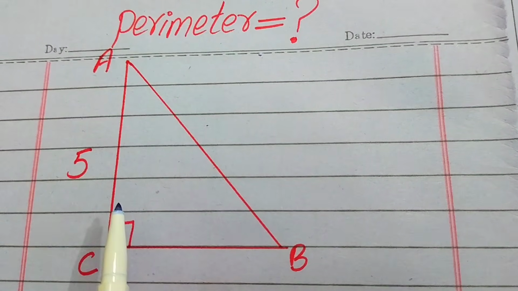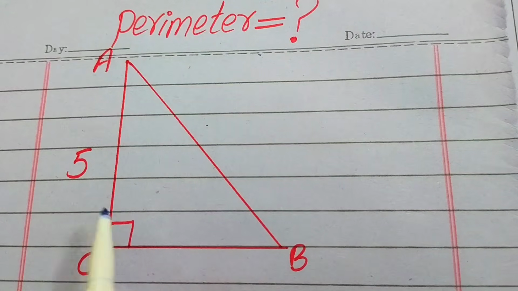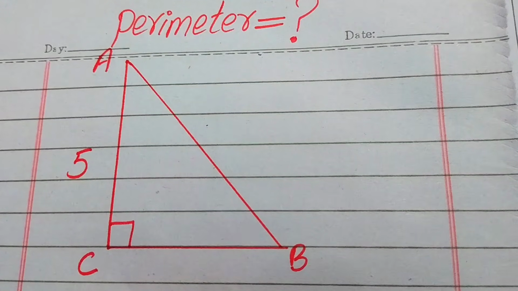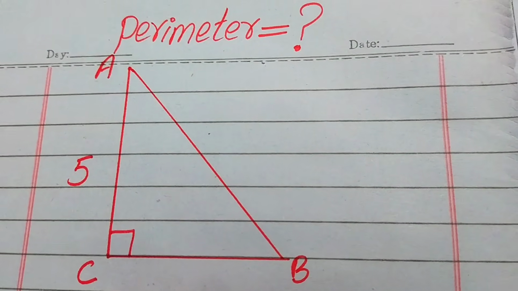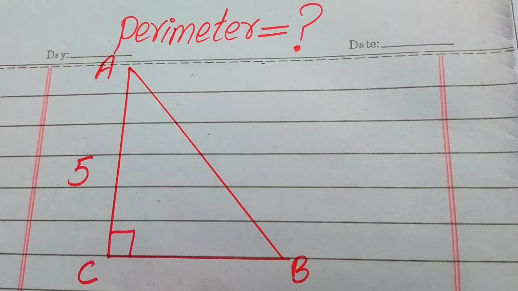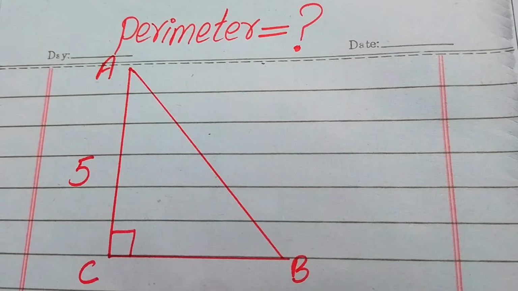So here we have a nice right triangle in which the length of one side is 5 and the lengths of the other two sides are unknown. With this little information, we need to find the perimeter of this right triangle.